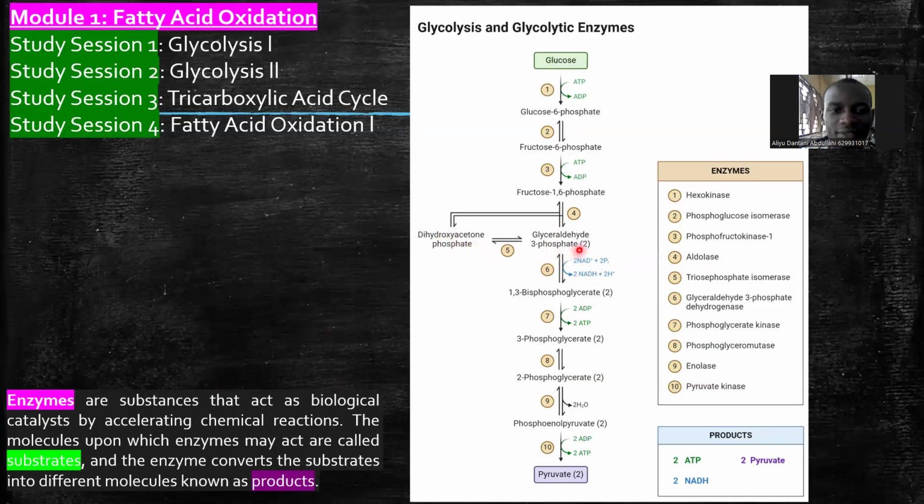All right. Now these 2 compounds can interconvert into one another. I don't know if that's the right word. If you look at this arrow here, it tells you that this reaction is reversible. Dihydroxyacetone phosphate can be converted to glyceraldehyde 3-phosphate. Glyceraldehyde 3-phosphate can be converted to dihydroxyacetone phosphate, right? The enzyme that can do that is triose phosphate isomerase, right?